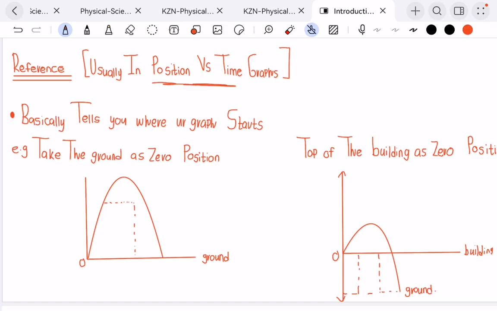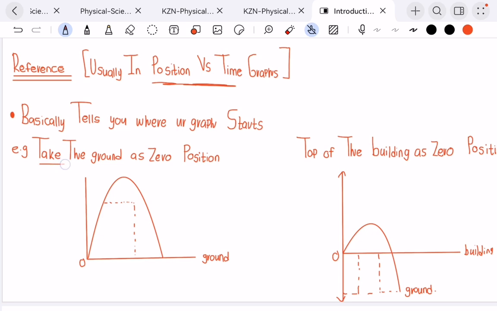So what they basically mean when they say take the ground as a zero position, or take the top of the building as a zero position, or as your reference position, is that they are basically telling you where your graph should start and where it should go, like the shape of your graph.